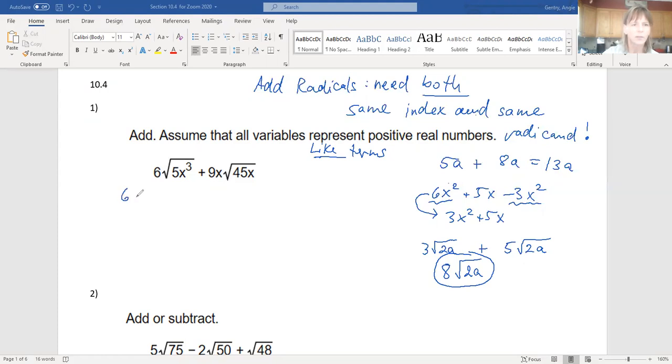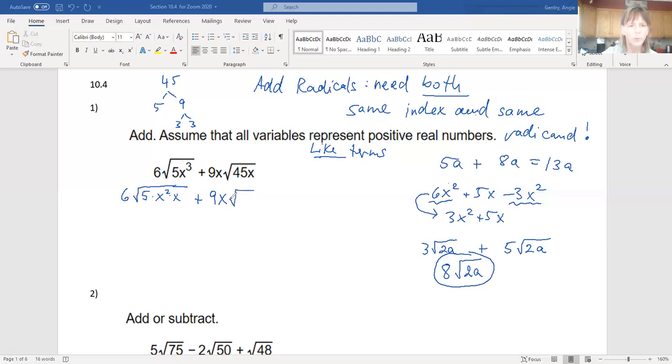The 6 is just a 6. But you could rewrite the thing under the root as 5 times x squared times x, because your goal is still to simplify that term, and you want exponents that match your index, and your index in this case is a 2. And then you write plus 9x, and then we're going to try to simplify that 45. 5 times 9, and a 9 is a 3 times 3, or however you want to take that 45 apart.